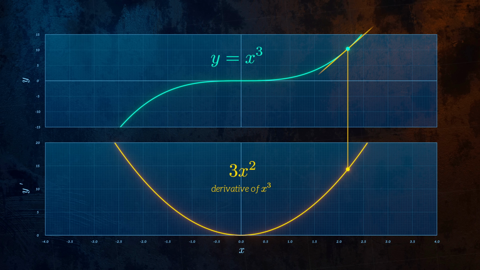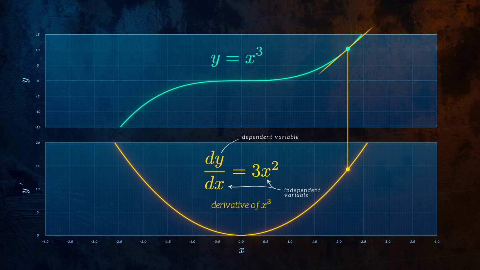The derivative is written as dy over dx. It represents the change in y per change in x. It can also be written as f prime of x or y prime. In this function, x is the independent variable, the input we can choose, and y is the dependent variable, the output that depends on our choice of x.